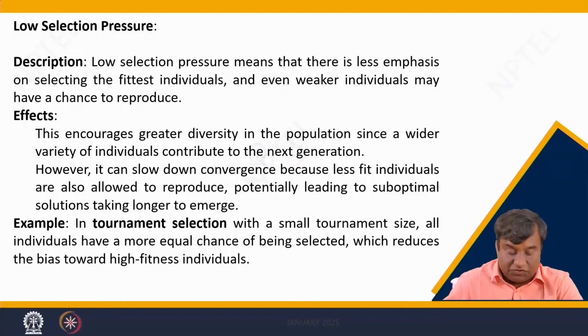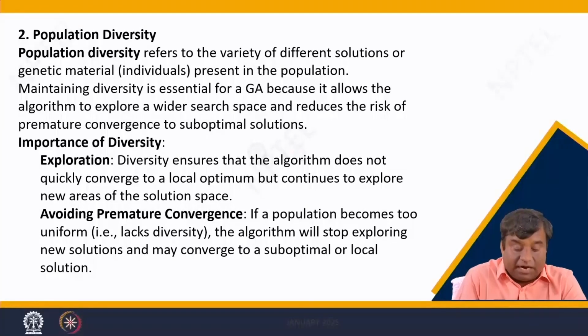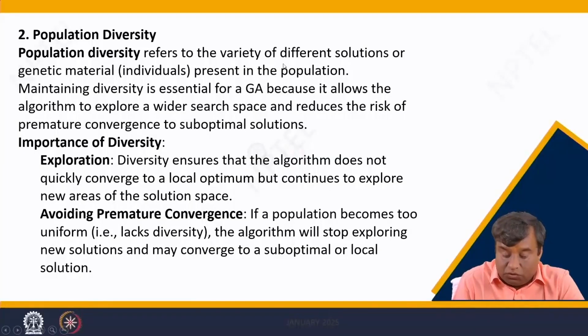high fitness individual. Second one is population diversity. Population diversity refers to the variety of different solutions or genetic material that individuals represent in the populations. Maintaining diversity is essential for a genetic algorithm because it allows the algorithm to explore a wider search space and reduce the risk of premature convergence to suboptimal solutions.